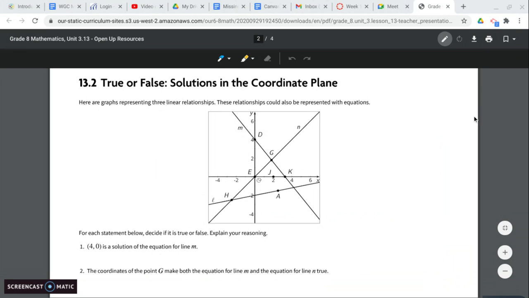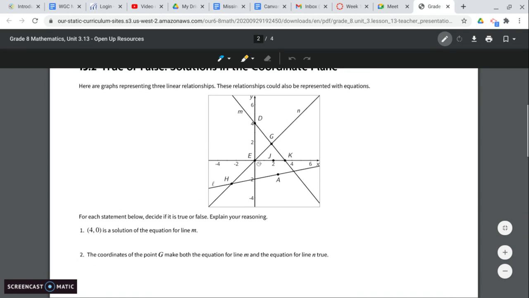So true or false, solutions in the coordinate plane. So here are graphs representing three linear relationships. These relationships could also be represented with equations. For each statement below, decide if it's true or false. Explain. 4, 0 is a solution to the equation for line M. So here is line M right here.